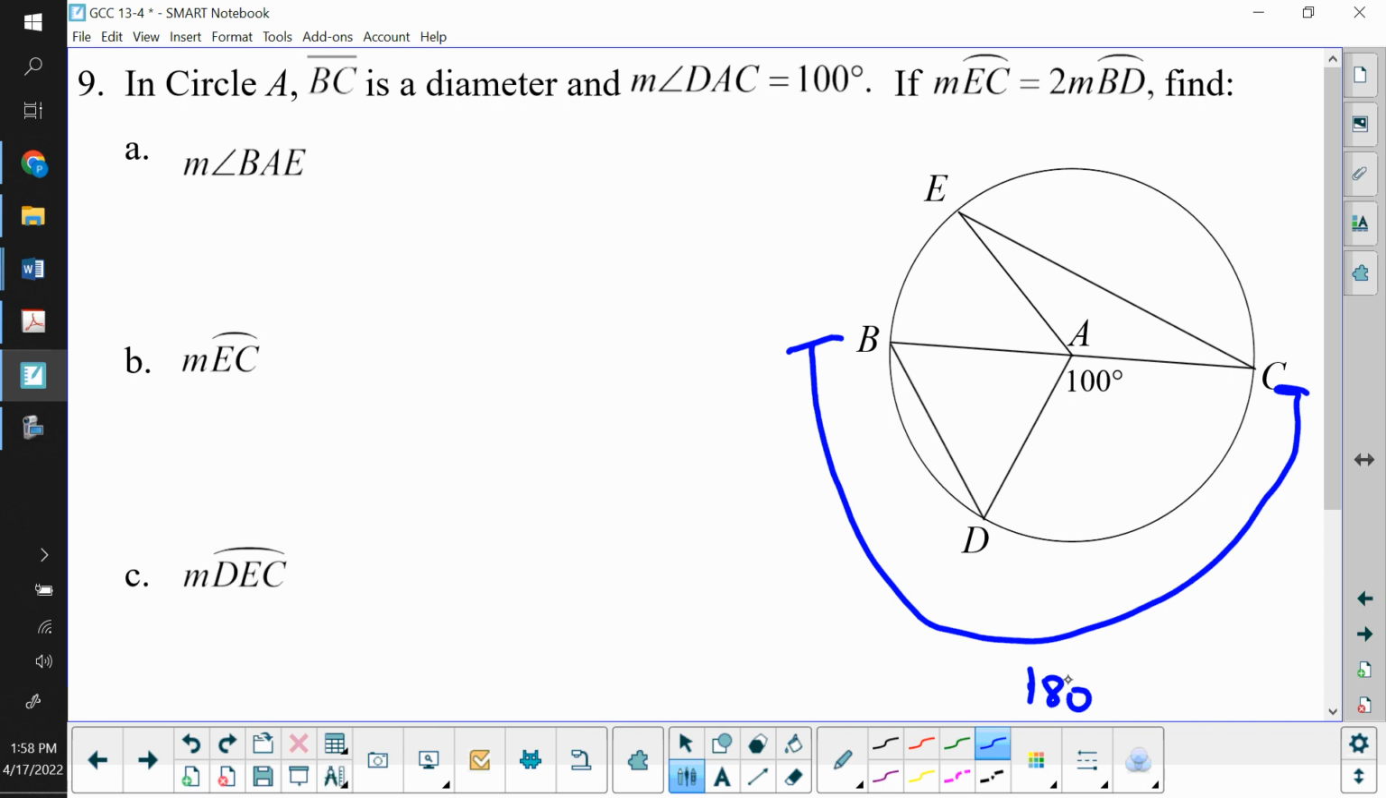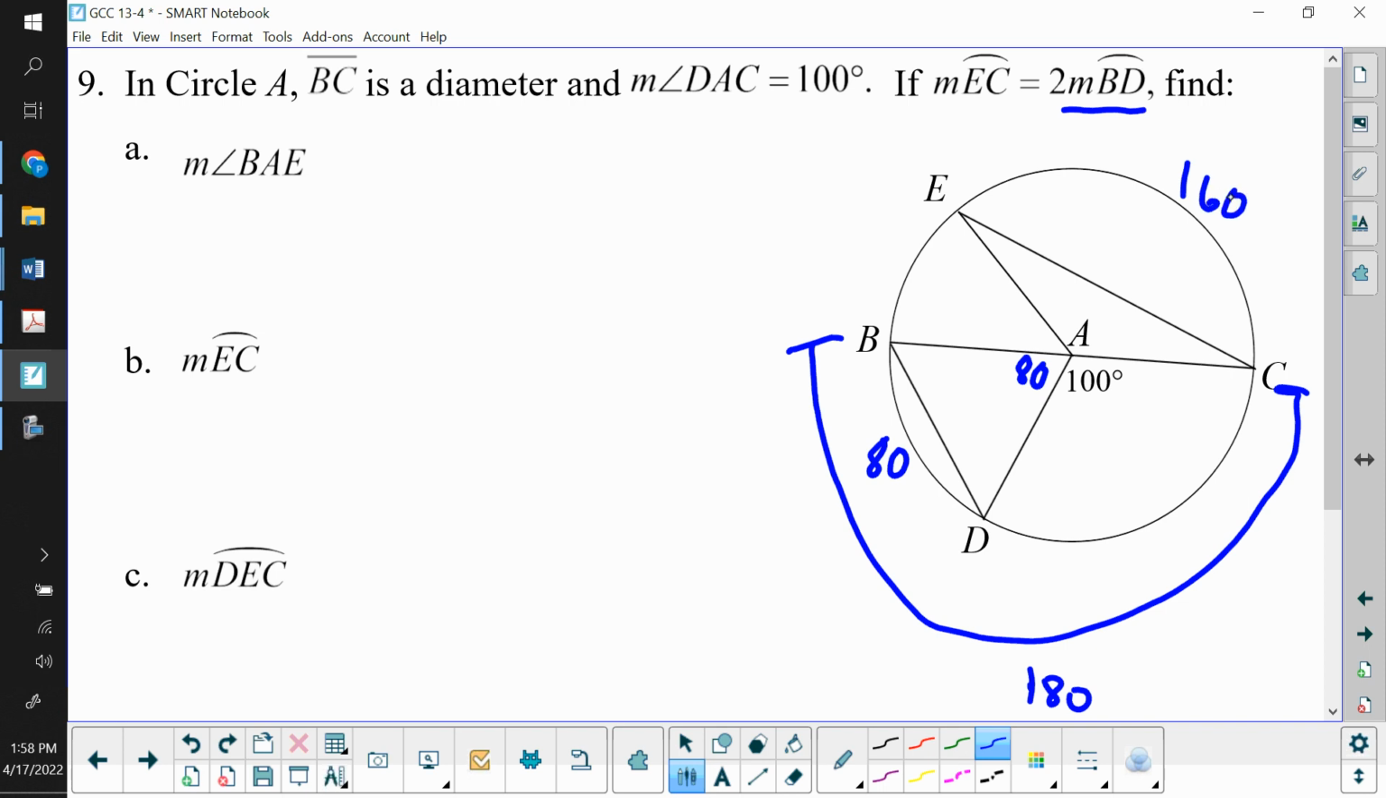They tell us DAC is 100. Well, if BC is a diameter, then that means that this must be a straight line, making that 80. And they tell us that EC is equal to twice the measure of BD. Well, notice we can find arc BD now because that central angle is 80, meaning that this arc is 80. So if we double BD, that should give us EC, meaning that this is 160.